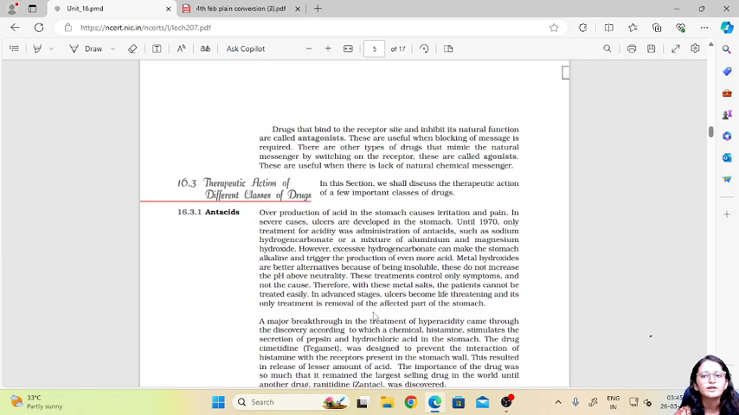Then drugs that bind to the receptor site and inhibit the natural function are called antagonists. And the drugs which mimic the natural messenger by binding to that receptor are called agonists. So these are very important, antagonist and agonist.